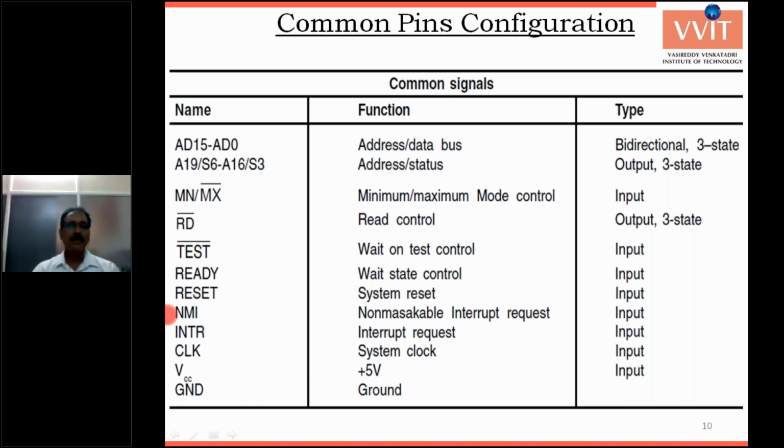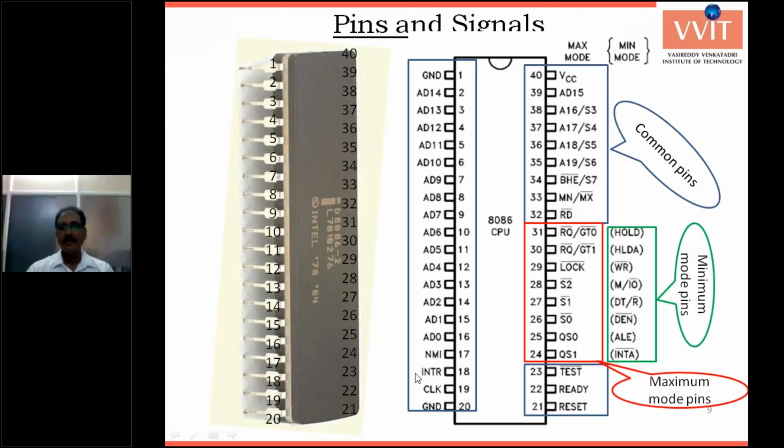NMI and INTR are the interrupting pins. Any external hardware device generates interrupt services via INTR or NMI. INTR is the interrupt request, with the response indicated for the minimum mode configuration. INTR is pin number 18. On receiving an INTR from an external IO device via pin 18, the processor indicates its response via pin number 24 in minimum mode, interrupt acknowledge. At that time the interrupt is enabled. Otherwise it does not accept the interrupting signal.